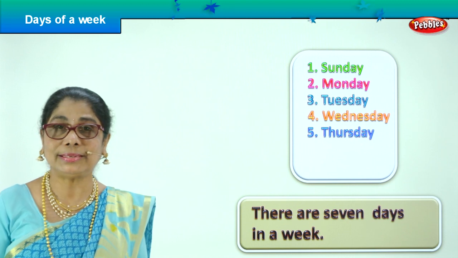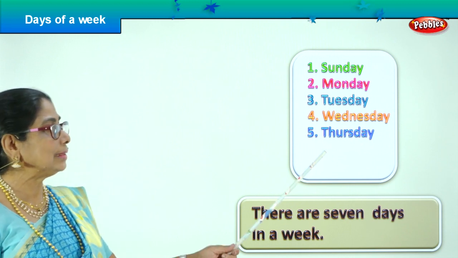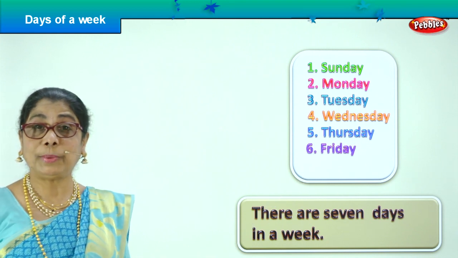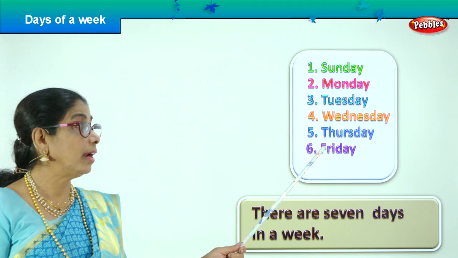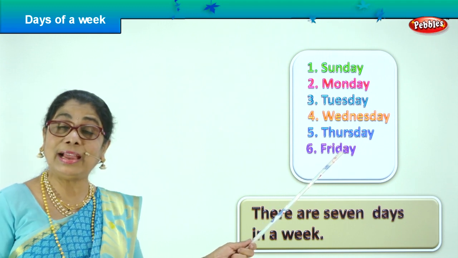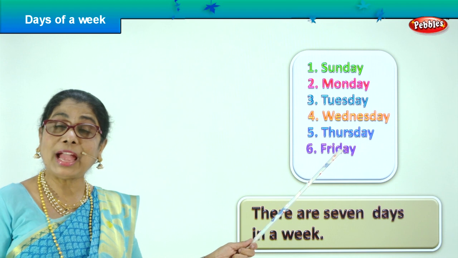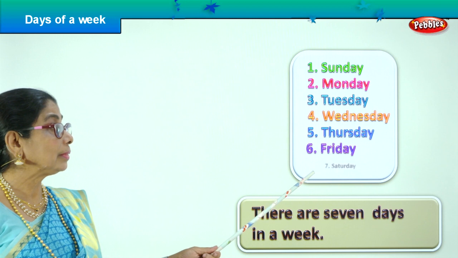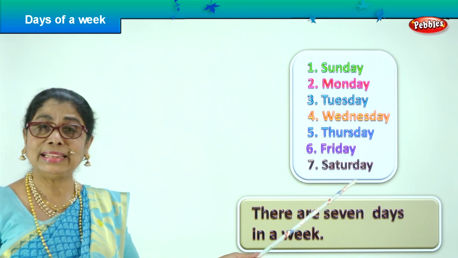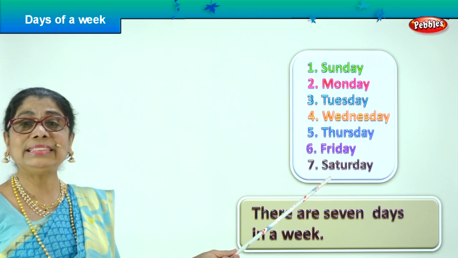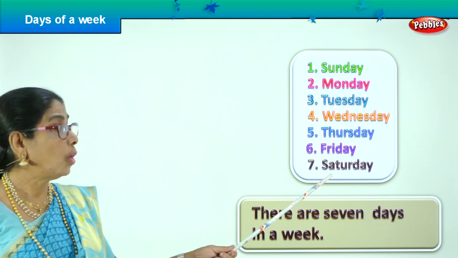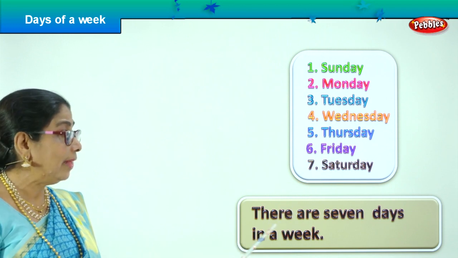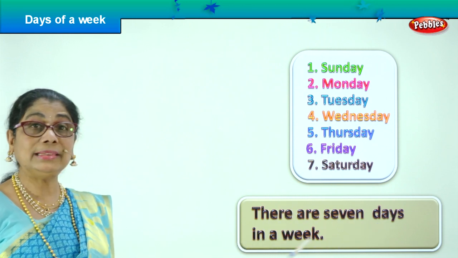T-H-U-R-S-D-A-Y. Thursday. And the sixth day of the week is Friday. Spell Friday. F-R-I-D-A-Y. Friday. And finally, the seventh and the last day of the week is Saturday. Spell Saturday. S-A-T-U-R-D-A-Y. Saturday. Read again. There are 7 days in a week.